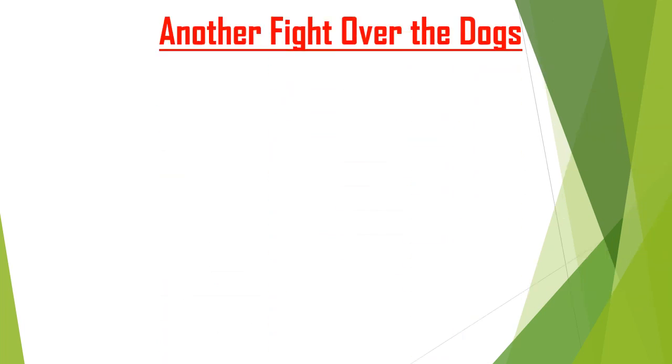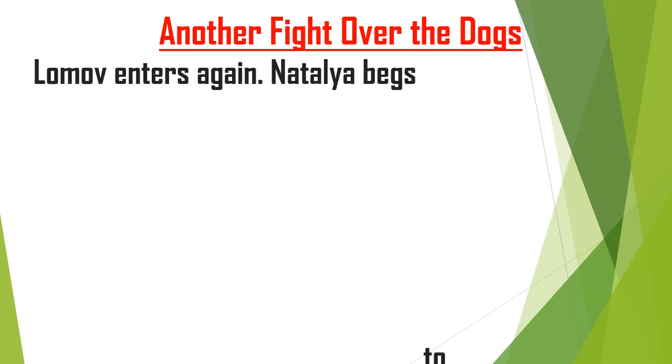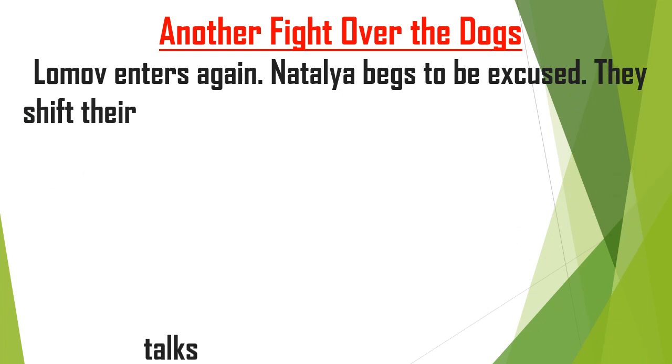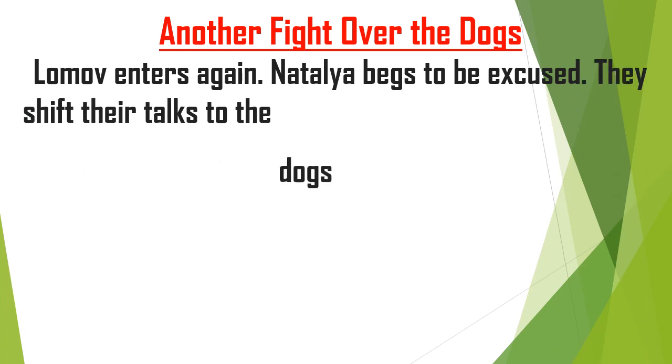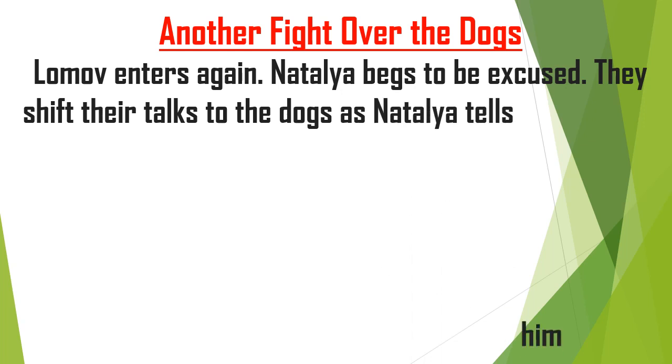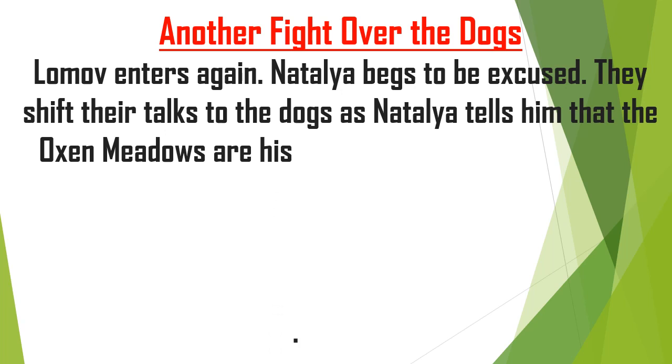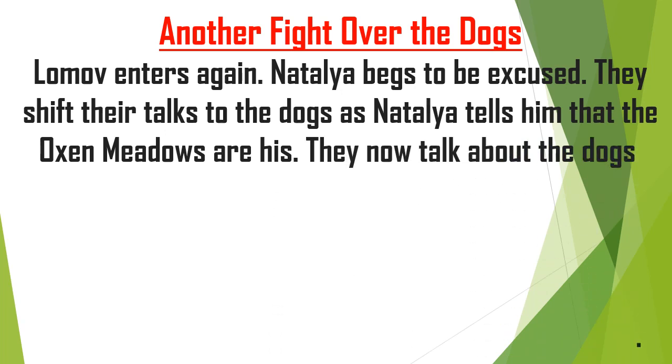Another fight over the dogs. So now Lomov enters again. Natalia begs to be excused. They shift their talks to the dogs as Natalia tells him that the Oxen meadows are his. They now talk about the dogs.